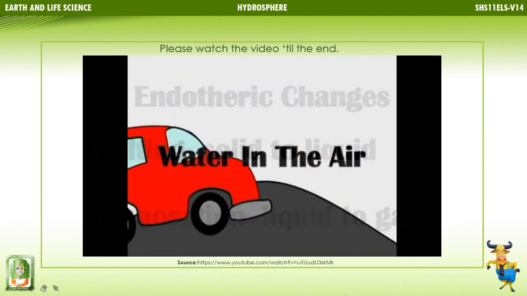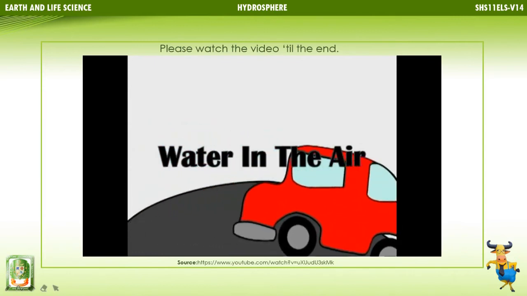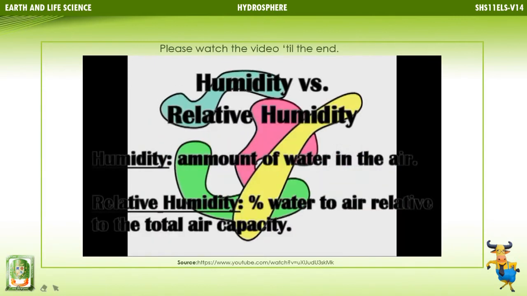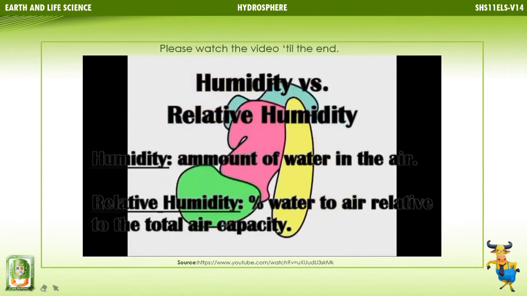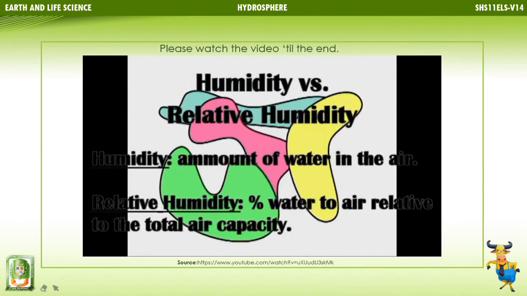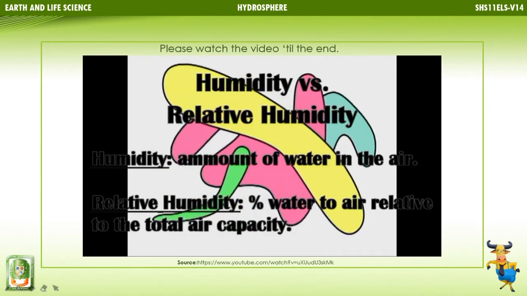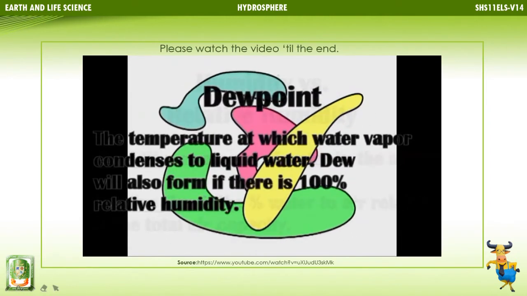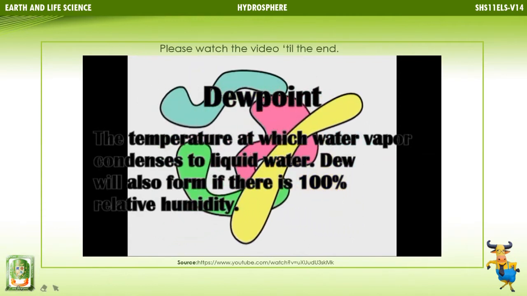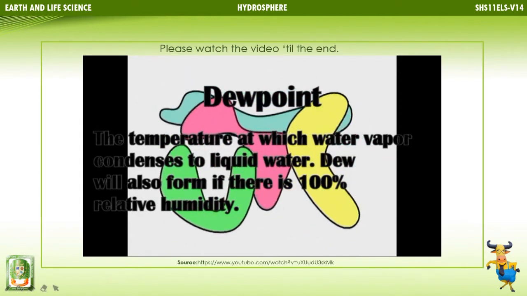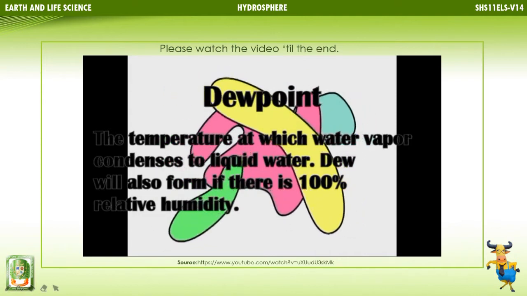The third thing we will discuss is water in the air. The amount of water in the air is the humidity, not to be confused with the relative humidity. The relative humidity is the percent of water vapor in the air in comparison to the total air capacity. Dew point is the temperature where water vapor condenses to water. 100% relative humidity will also trigger the dew point.